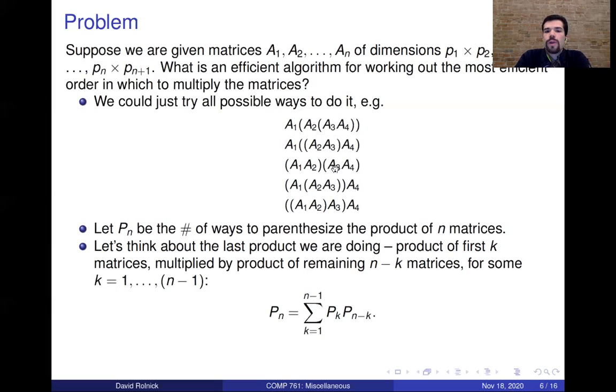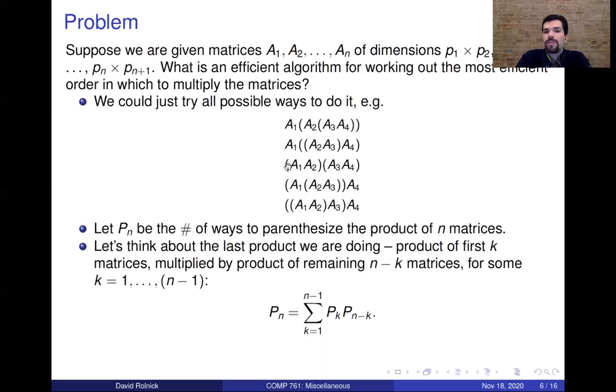And so we can write a recurrence where it's just the number of ways to multiply the first k here, and then the number of ways to multiply the remaining n minus k. So the total number is going to be just the sum of P_k times P_(n minus k) as k varies, because we don't know what the last multiplication is.